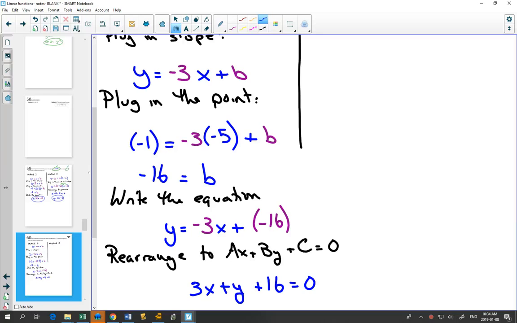Method 1, y equals mx plus b. So you plug in your slope, you use your point to find b, then you rewrite your equation, and we had to rearrange because it wanted it in a different form.